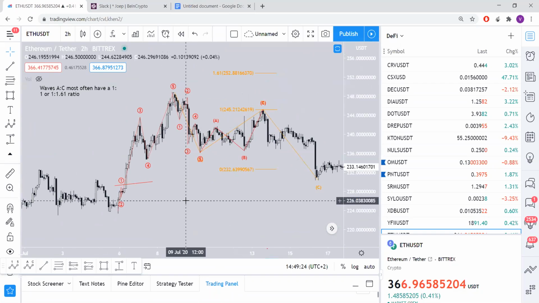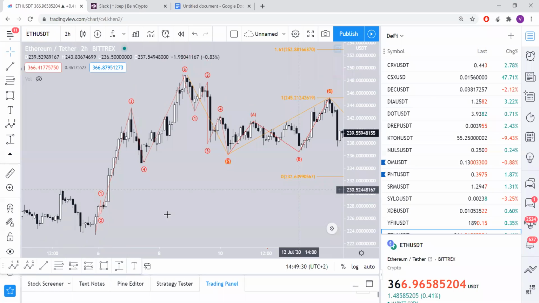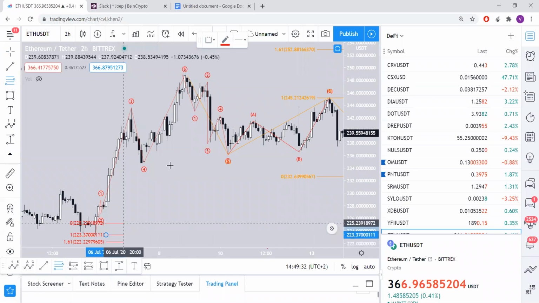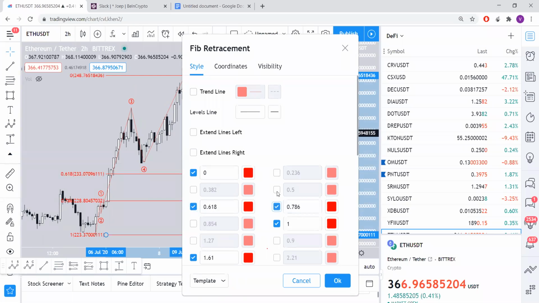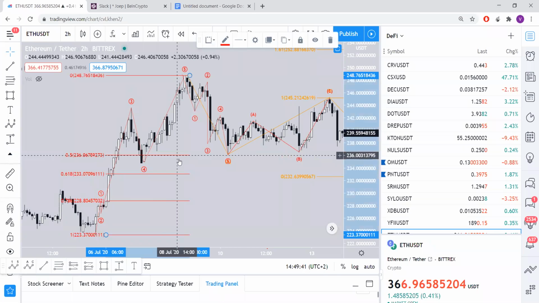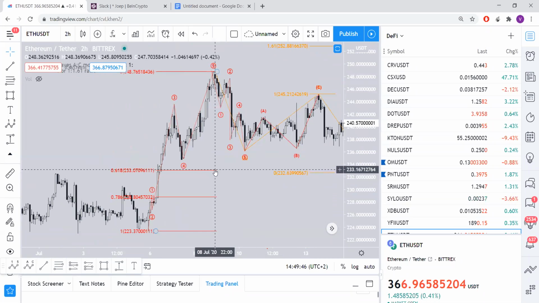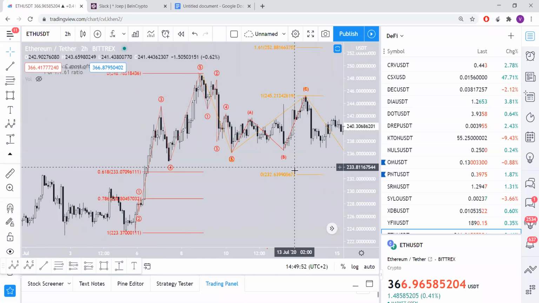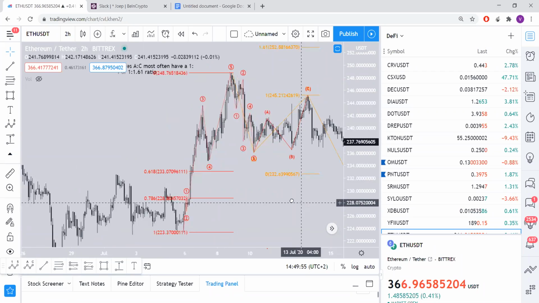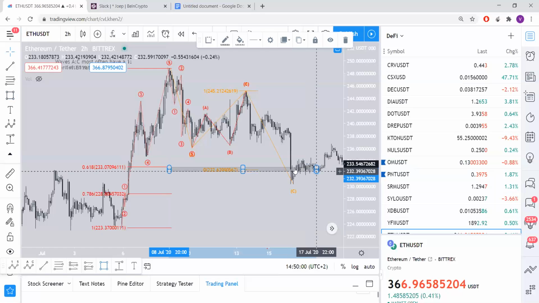Now, what I would be trying to do is, like I said, find confluence. We take this entire impulse here, 0.618, 0.786. Now 5 doesn't really work. In this case, the 0.618 fib level of the entire previous upward move coincides with the 1.1 level of A. So I would have actually tried to buy here. It's not the exact bottom, but it's still relatively close.